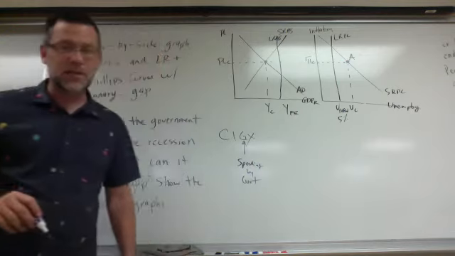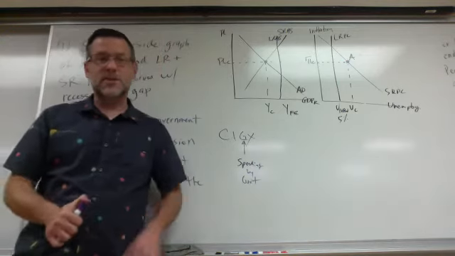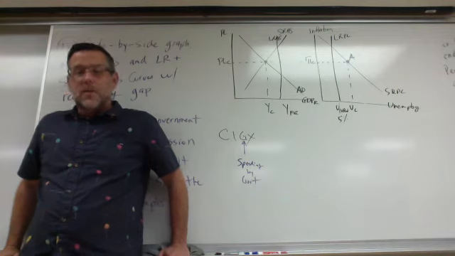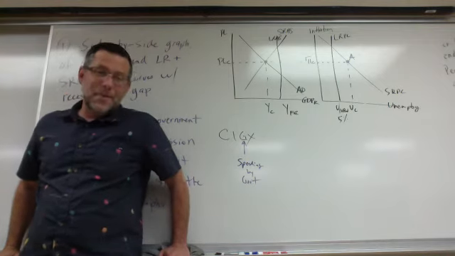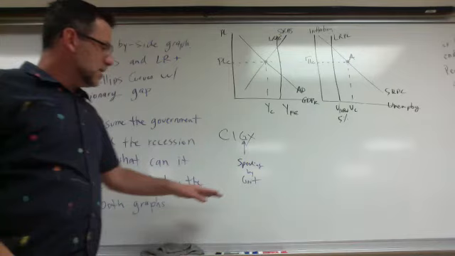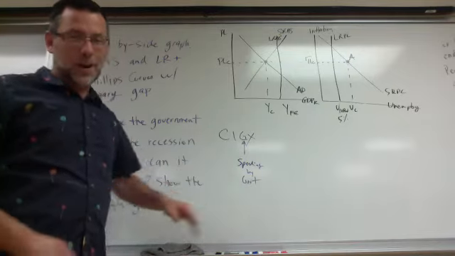So they just change their government spending, right? If we have a recession, they could just choose to spend more. That would increase aggregate demand. If we have an inflationary gap, they could choose to spend less and that would decrease aggregate demand. So government spending is one option.